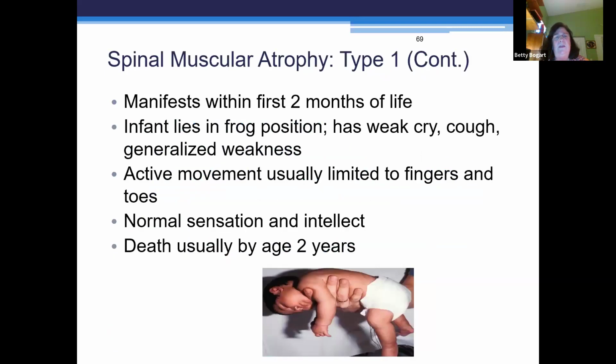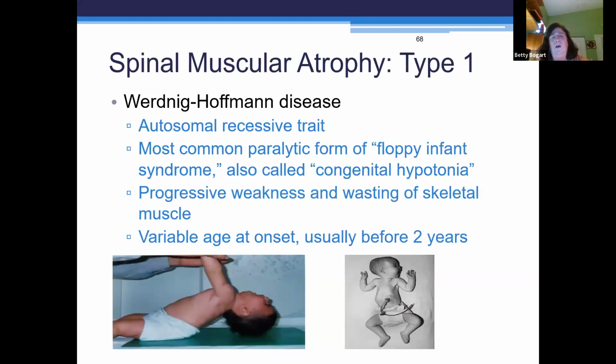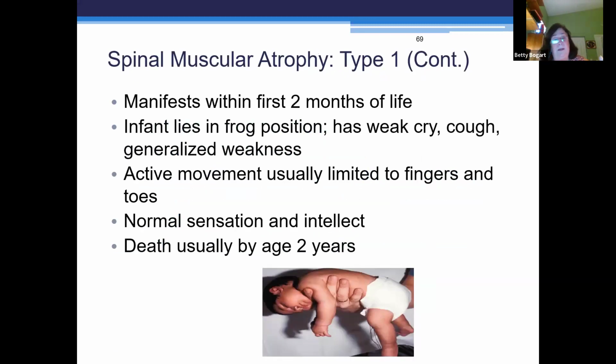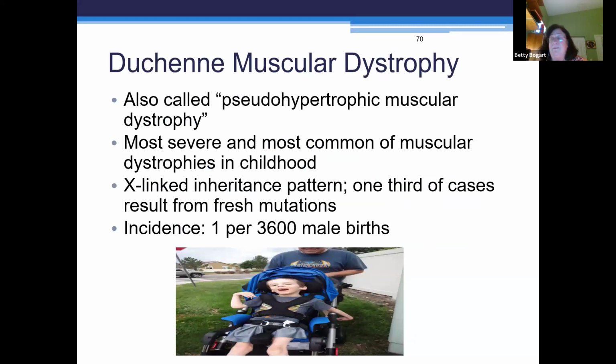The thing with these children is within the first 2 months, this kid doesn't lift their head, doesn't turn over. They're like in this frog position all the time. And they usually die before they're 2 years old. Werdnig-Hoffmann. It's floppy infant. And the kids, by 2, are usually not with us anymore.